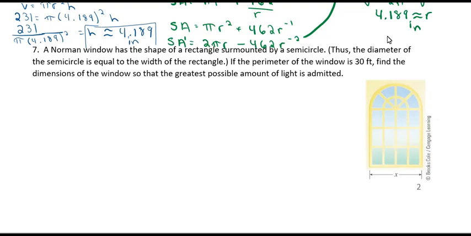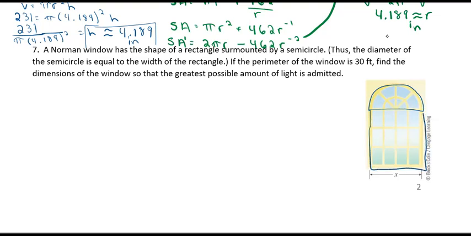There's a lot of information here. From the last piece, the greatest amount of light is admitted. That means they want the biggest possible area for the window. Bigger window, more light. The Norman window design means that it is a semicircle on the top. So this part right here is a semicircle, which is half of a circle. And that is mounted on top of a rectangle.